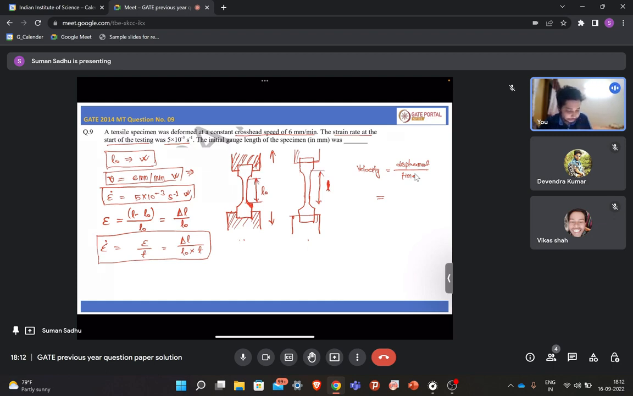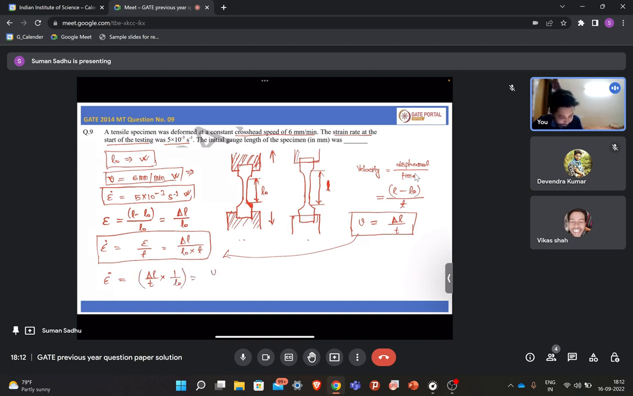Now the length becomes L. So what is the displacement? L minus L naught, that is delta L, and per unit time, that is t. Let's say that after time t we are measuring. So delta L by t is your crosshead speed, so v is delta L by t. Now if we put this delta L by t in this equation, what will we get? We get epsilon dot equal to delta L by t into 1 by L naught. So what is the delta L by t?